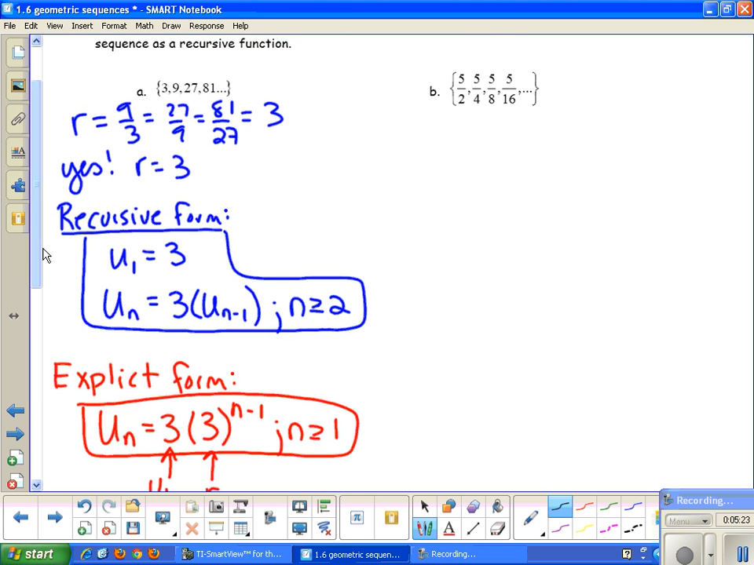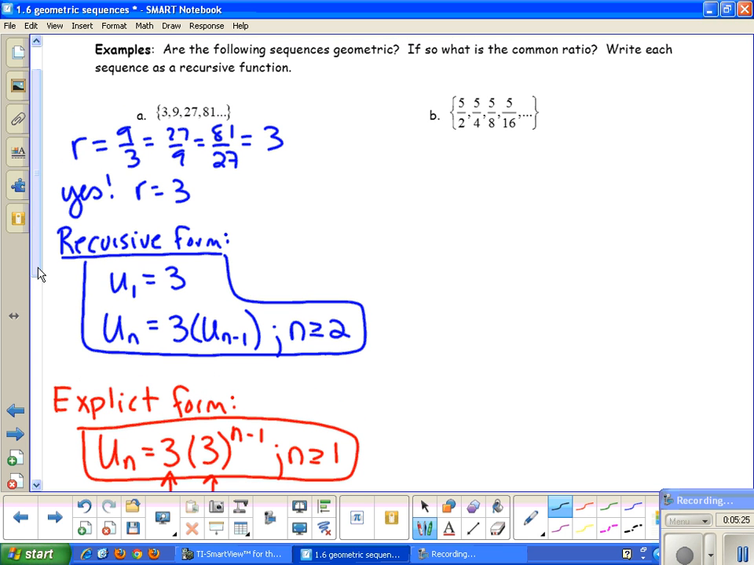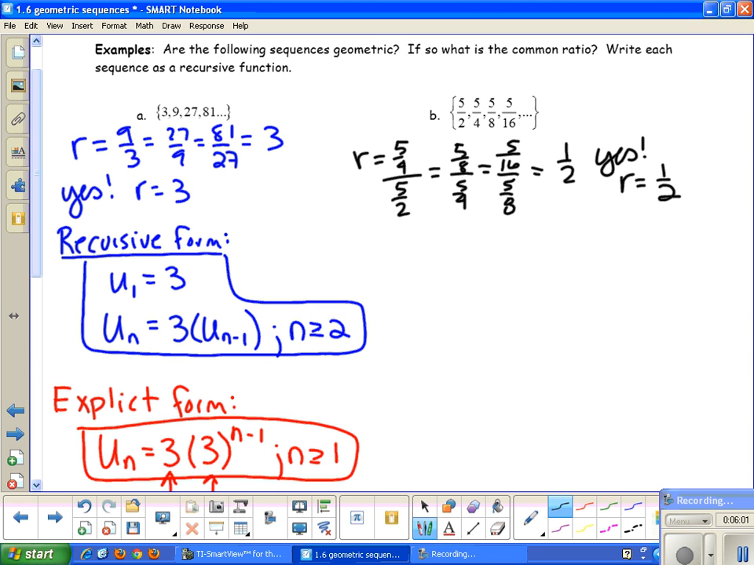So for the next one, I want to find if this is going to be a geometric sequence. So I need to show that my common ratio is the same for everything if it is. So that means that 5/4 divided by 5/2 would have to be equal to 5/8 divided by 5/4, which has to be equal to 5/16 divided by 5/8. And so remember, when you're dividing two fractions, multiply by the reciprocal. If you need to use your calculator, that's fine, but you end up figuring out that each of these would be equal to 1/2. So yes, this is a geometric sequence. My common ratio is equal to positive 1/2.